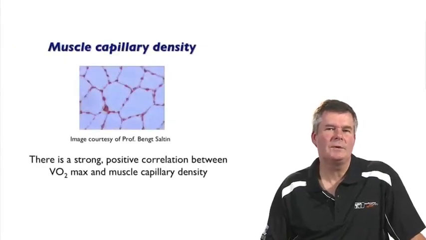The increase in cardiac output has to be distributed to the muscles, and there is an association between maximal oxygen uptake and the capillary density of the muscle. So not surprisingly, not only is there an increase in the maximal cardiac output with training, as we saw in the cardiovascular lecture, but also an increase in the capillary density, so that the distribution of that cardiac output into the contracting muscles can be optimized.